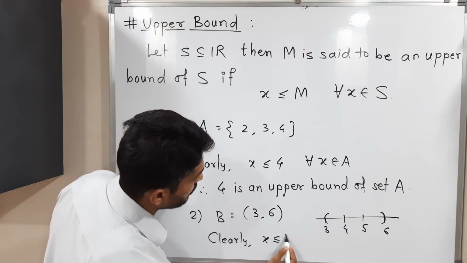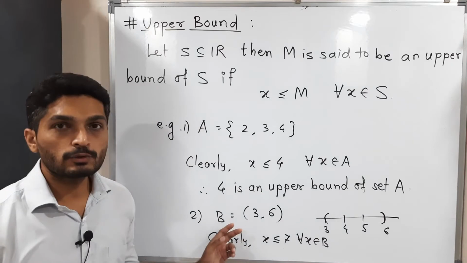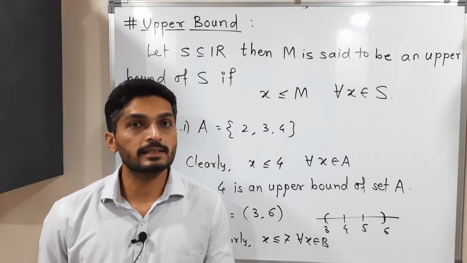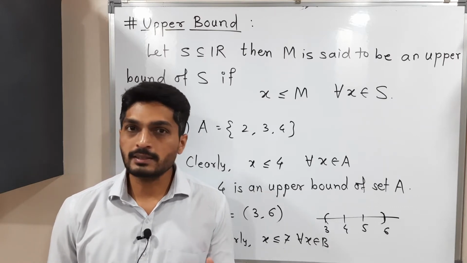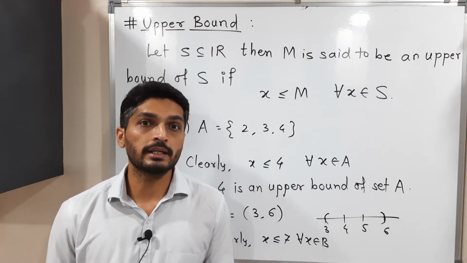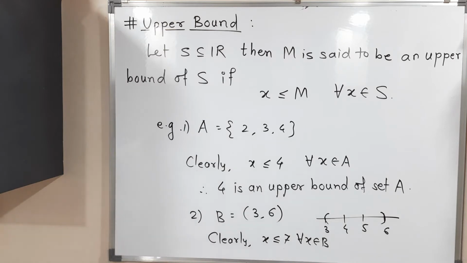x is less than or equal to 7 for all x belongs to B. So all elements of B are less than or equal to 7. So we can declare 7 is an upper bound of set B. You can write the same thing for 8 also, 9 also. All these are upper bounds of set B. So make a screenshot of it, then we will go for the next definition.